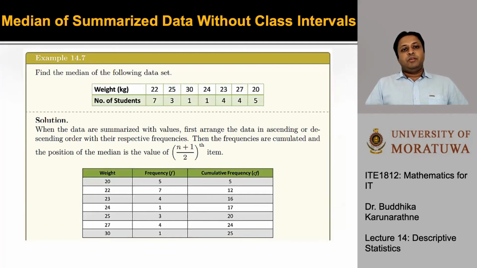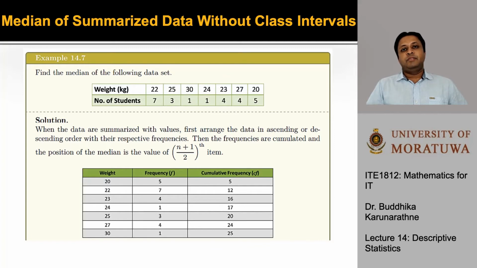We move on to calculate the median of summarized data without class intervals. So in this example, we have the values for weight in kilograms and the number of students. So we have frequency, which means with the weight 22 kilograms, we have 7 students, 25 kilograms, we have 3 students and so on. So we are not given class intervals, but rather actual values.